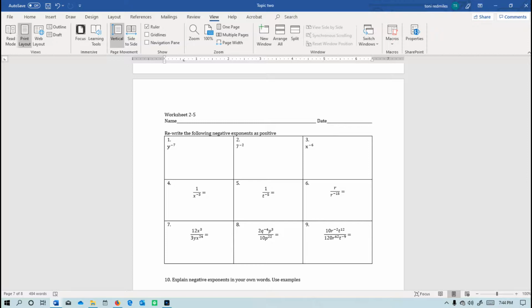So I explained it in more detail in class, but basically we're just going to make these positive, which means drawing them to the bottom of a fraction, like that. And in this one, to make it positive, I have to draw it to the bottom of a fraction, right? And then I can solve it. 7 times 7 is 49.